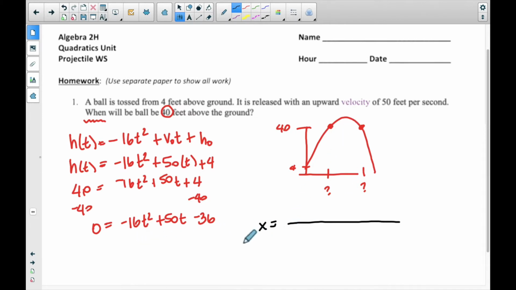So we need to use the quadratic formula. That's negative b plus or minus the square root of b squared minus 4ac all over 2a. So we're going to do that with these numbers. So negative b plus or minus the square root of b squared minus 4 times a times c all over 2a. Now I'm going to take a second to put this into my calculator.